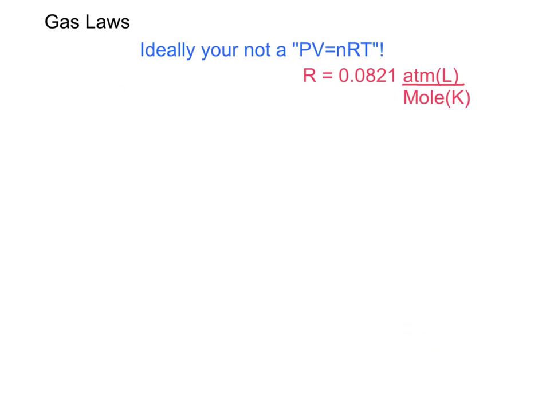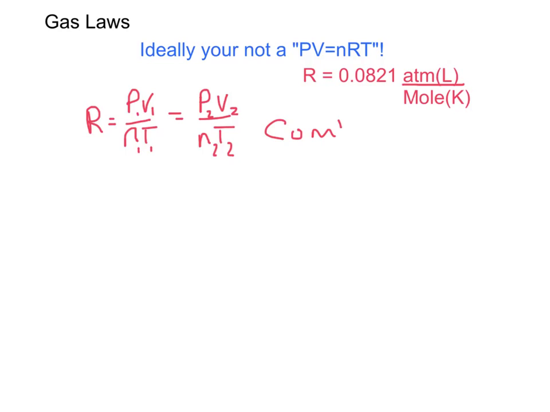Now you want to be able to rearrange this equation, remember, and set it equal to R. So R is going to be equal to PV divided by nT, sorry. That's going to be set equal to another PV divided by nT. We can put 1s on the first set and 2s on the second, and this is known as the combined gas law. From the combined gas law you can get all the rest, but you got the combined gas law from the ideal. Remember that you can hold any of those things constant: volume, moles, temperature, pressure.